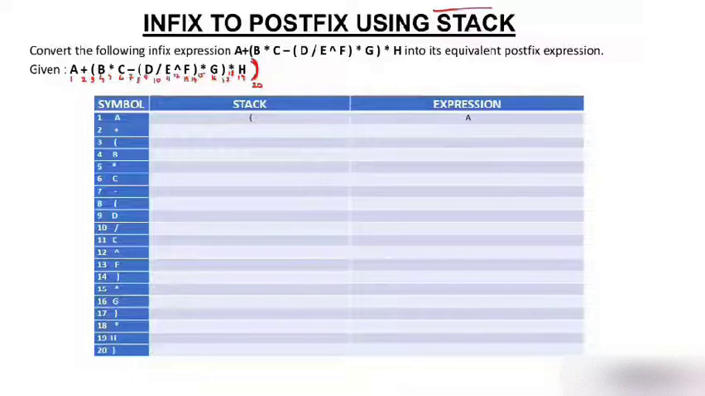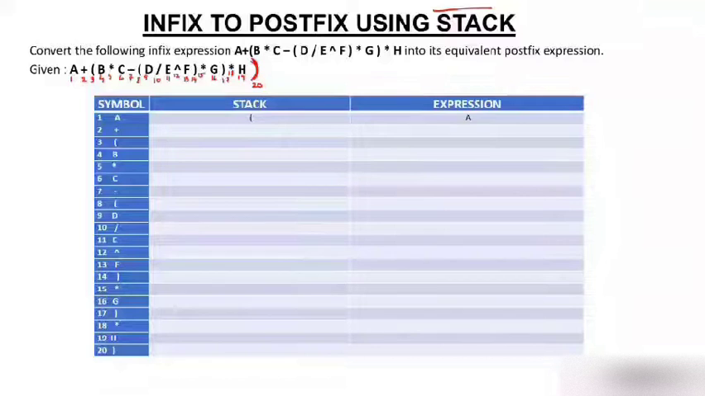Again, I am repeating: make a table having 3 columns: symbol, stack, expression. Now what you do in the given expression is, at the right of the expression, put a right parenthesis, then give a number to every symbol from left to right. Then, from 1 to 20, put each symbol and make a row.